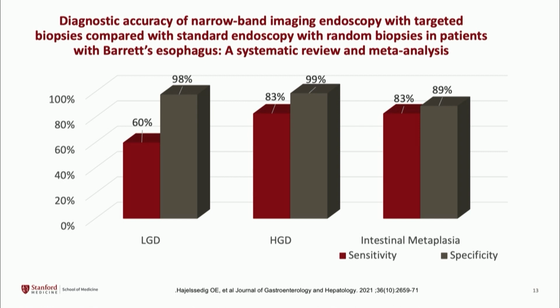If you look at the evidence, this is a meta-analysis which looked at high-definition NBI, comparing it with high-definition white light endoscopy. If you look at the sensitivity and specificity for detection of low-grade dysplasia, high-grade dysplasia, as well as intestinal metaplasia, NBI does a very good job, and the sensitivity and specificity, especially for high-grade dysplasia and intestinal metaplasia, is very high.